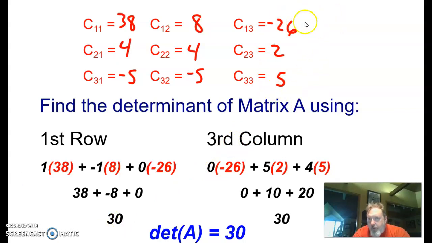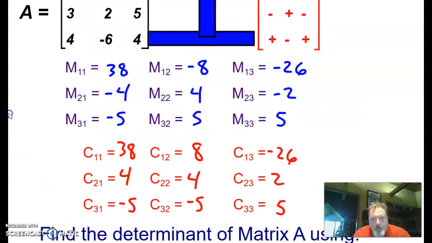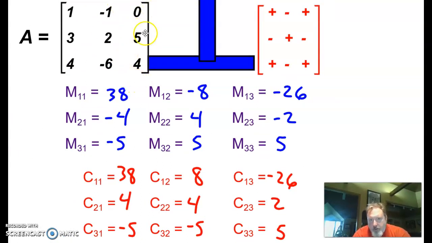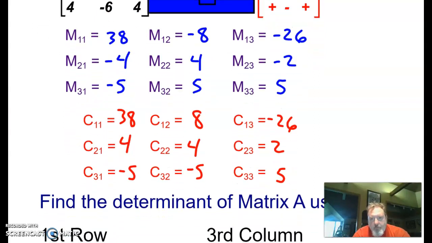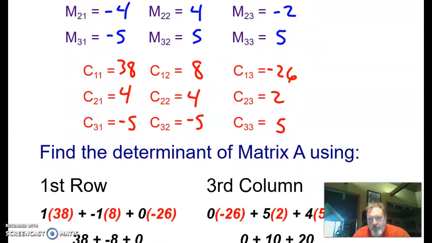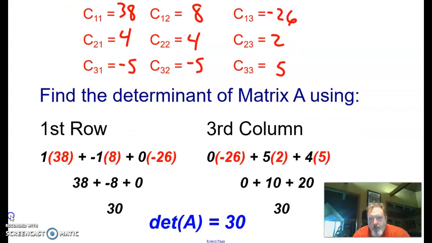Then we're going to do our third column. So we take our third column cofactors and multiply them by 0, 5, and 4, because that's our third column in the matrix. So 0 times negative 26, 5 times 2, 4 times 5. And again, you can see we got 30 both times. So our determinant of this 3 by 3 matrix is 30.